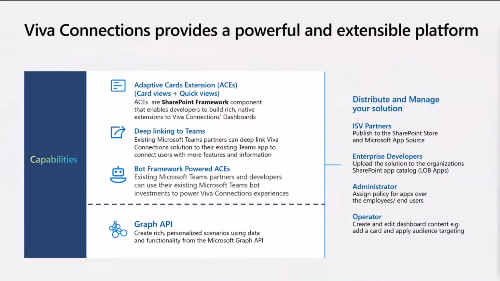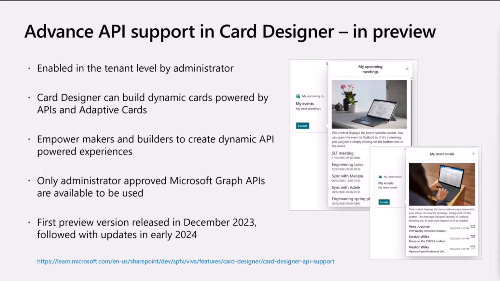And now with this new feature, we are not just asking people to build those cards and extensibility using the SharePoint Framework or the Bot Framework. We can actually create Graph API powered cards just by using adaptive card functionality. And that's really, really cool. So in general, Viva Connection provides a powerful extensibility platform. You can design different kinds of experiences based on the company requirements.